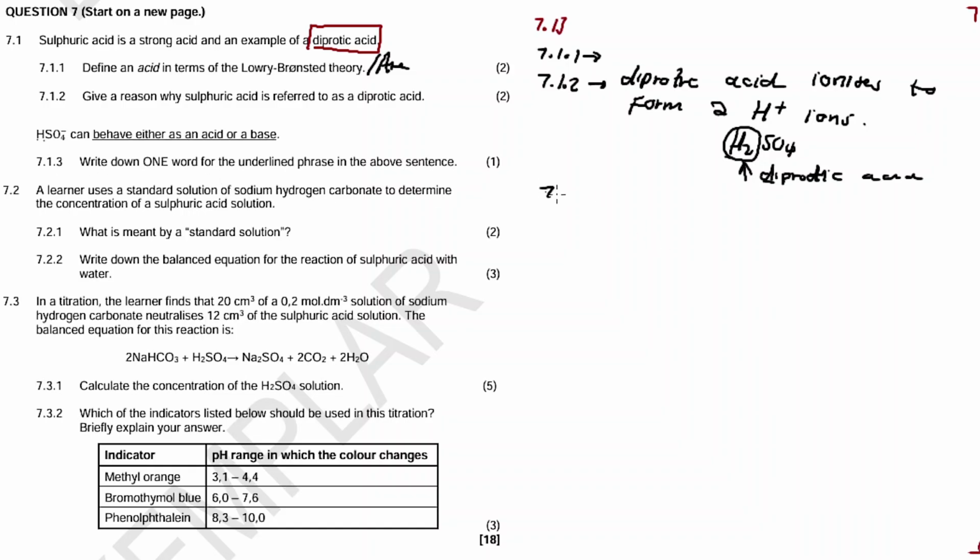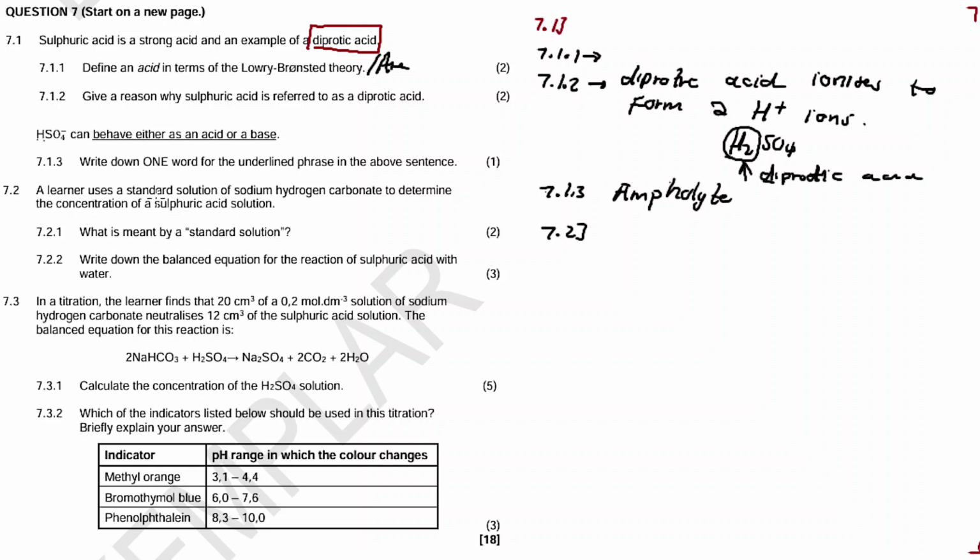So 7.1.3, they want us to write down one word for the underlined phrase in the above statement. So what do we call this? I know it's an ampholyte. It can behave both as an acid and a base. So this is the ampholyte.